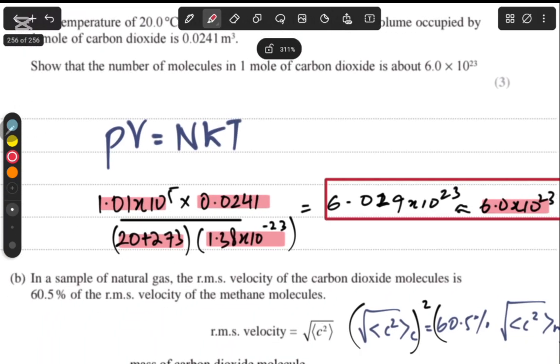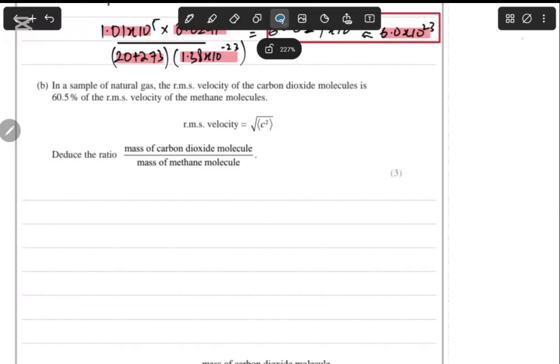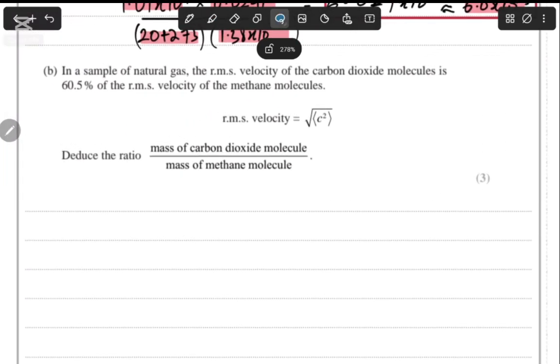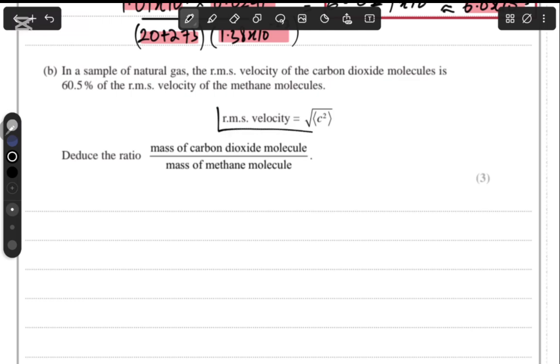Okay, the next one is a little tricky. Give me a second. So the next part says, a sample of natural gas, the root mean square velocity of carbon dioxide molecules is 60.5% of the root mean square velocity of methane molecules. So then they give you the formula for the root mean square velocity, and they tell you to find the ratio between the mass of carbon dioxide and the mass of methane molecule. So you can try it yourself and then I'll tell you the answer.